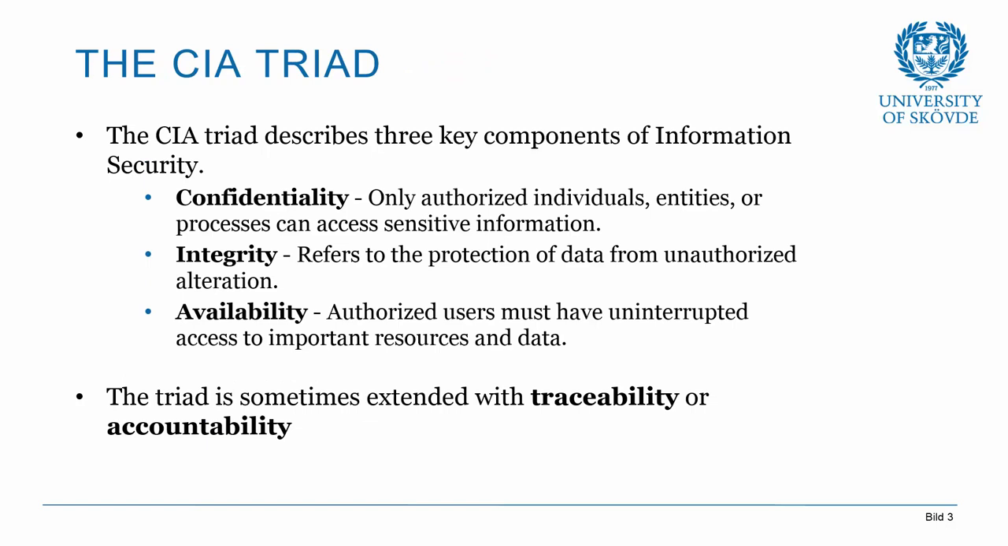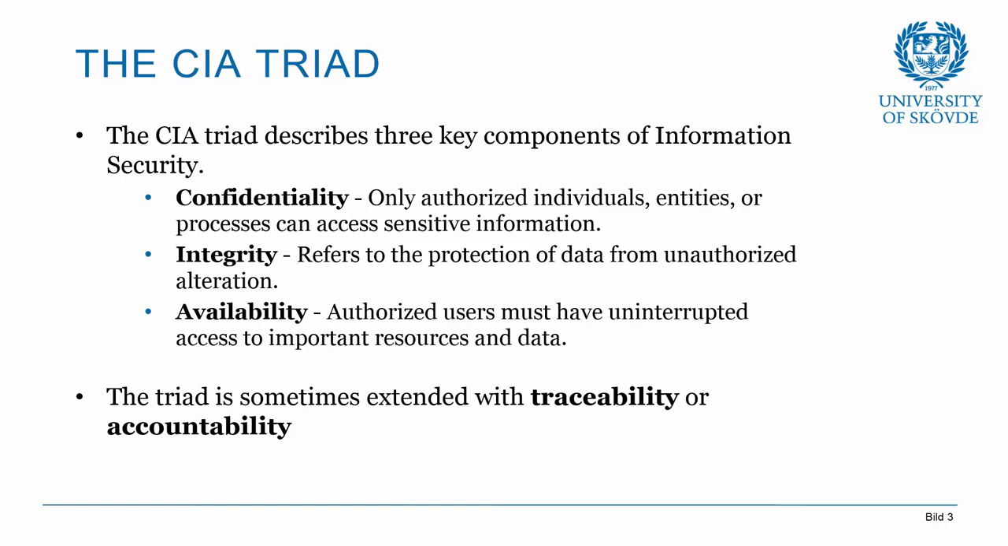And we'll begin with introducing the CIA Triad. So CIA is not only a 3-letter agency, it's also a triad used to describe three key concepts of information security, and those are confidentiality, integrity, and availability. Confidentiality means that only authorized individuals, entities, or processes should be able to access sensitive information.